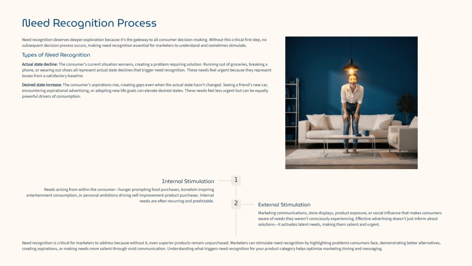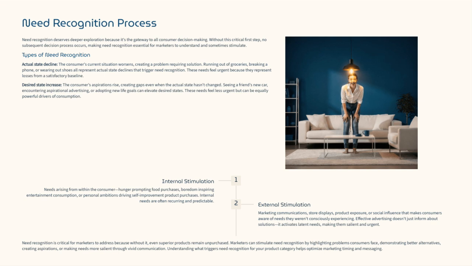Effective advertising doesn't just inform consumers about solutions, it activates latent needs, making them feel more urgent and top of mind. There are two main types of need recognition: external stimulation and internal stimulation. External stimulation involves factors outside the consumer, things like seeing an ad, a display, or friends talking about a product. This kind of stimulation often prompts consumers to recognize needs they hadn't consciously considered before.